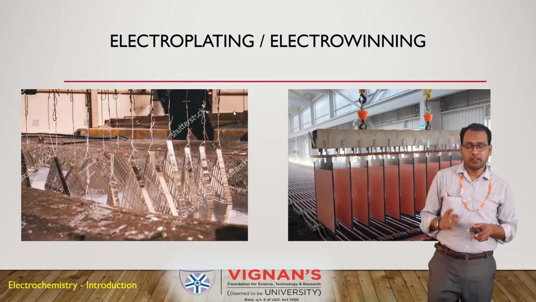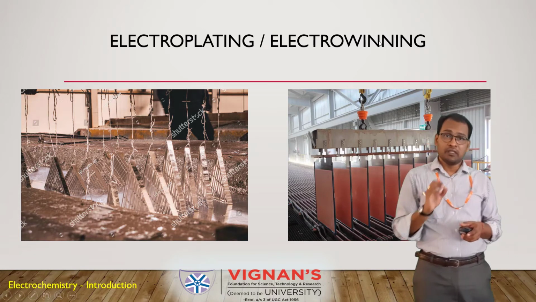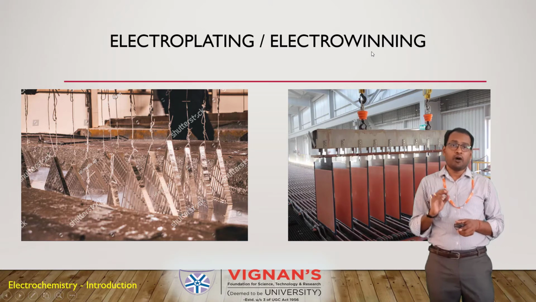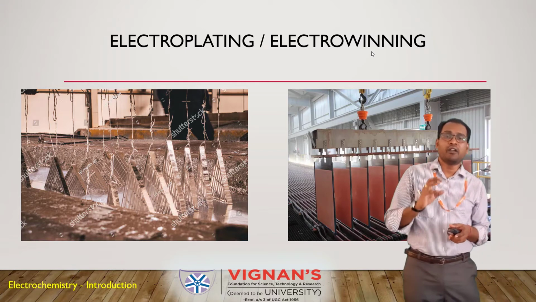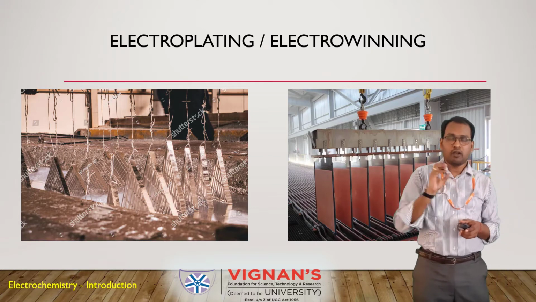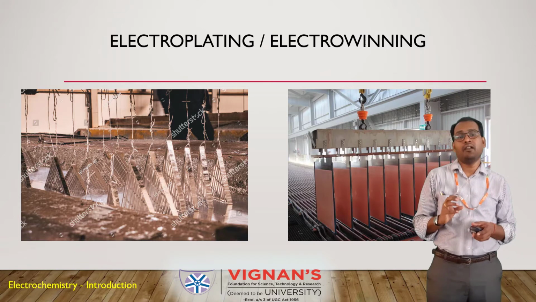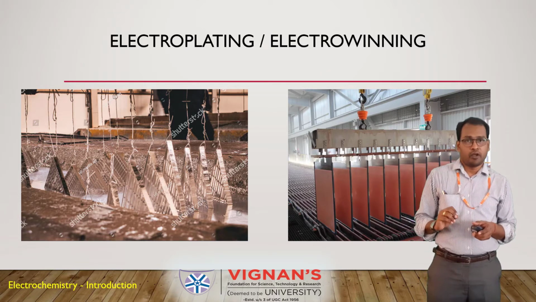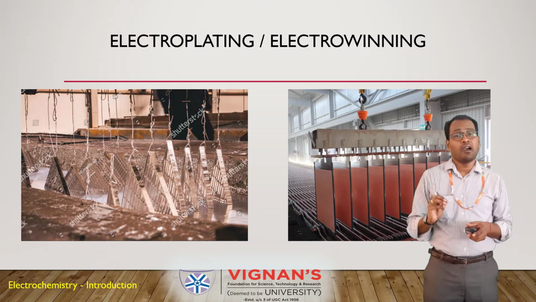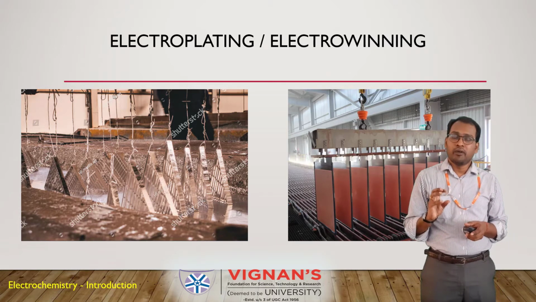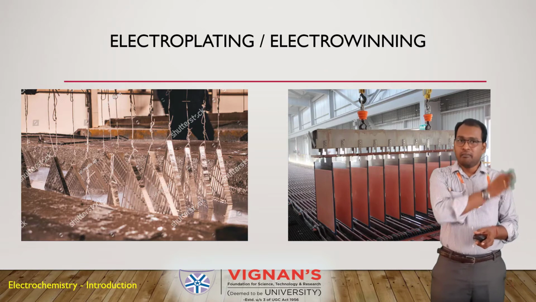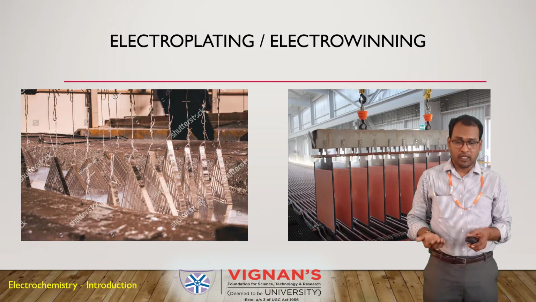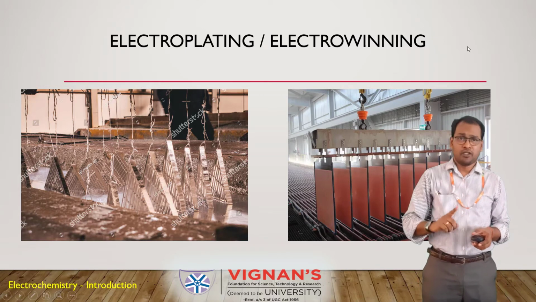The third application is electrowinning. This electrowinning is mostly applicable for copper purification. Copper in its natural ore form will be impure, right? So this impure copper ore has to be purified, and this purification relies on an electrochemical or electrolytic process, where current is supplied and the pure copper is deposited on another metal plate, from where the copper can be taken out and used for other applications.